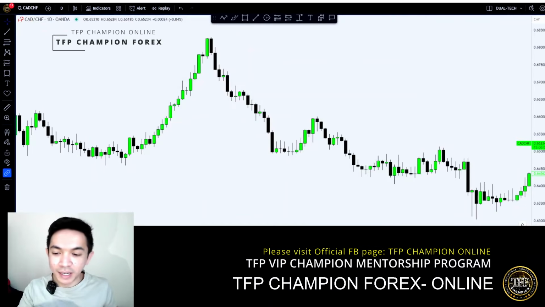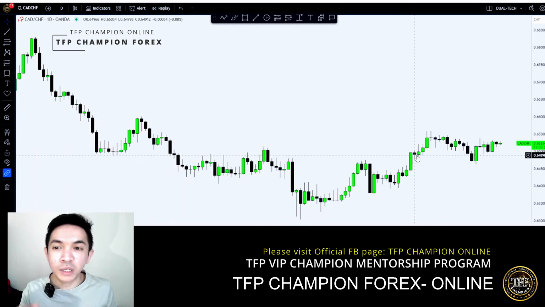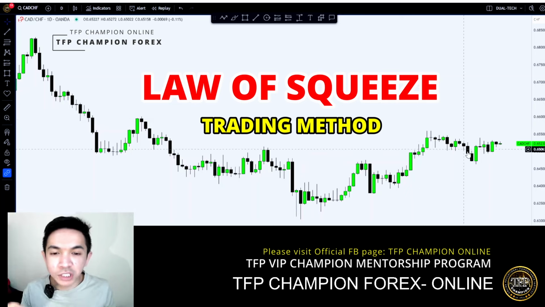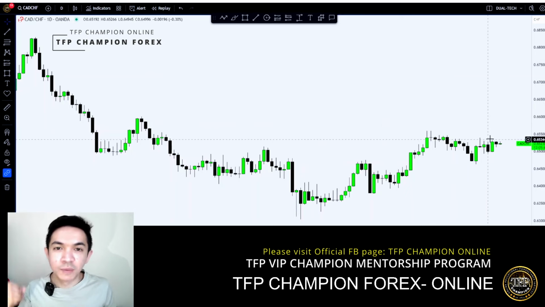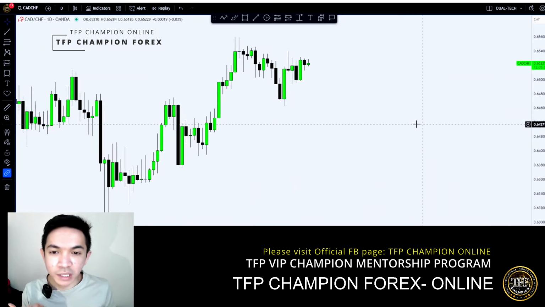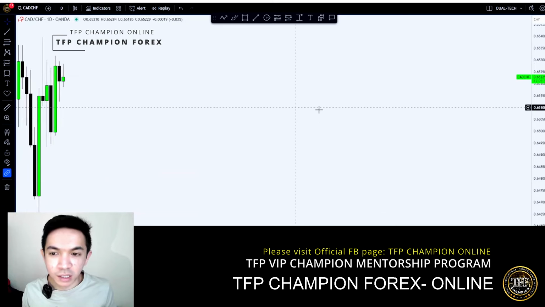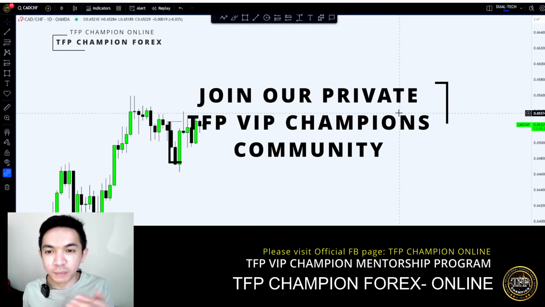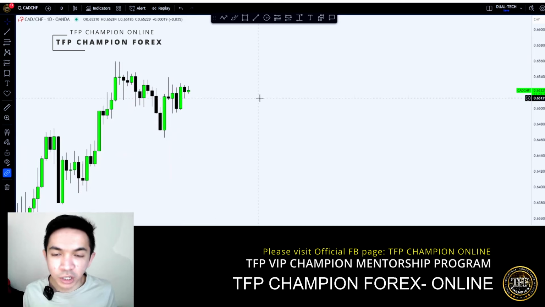Alright, so again, how are we going to implement and apply the law of squeeze in our trading? So, ano nga ba yung concept ng law of squeeze? From the word itself, squeeze. So, definitely, I will show you one example, and later on, we will apply this in the actual chart. So, ano nga ba yung law of squeeze?